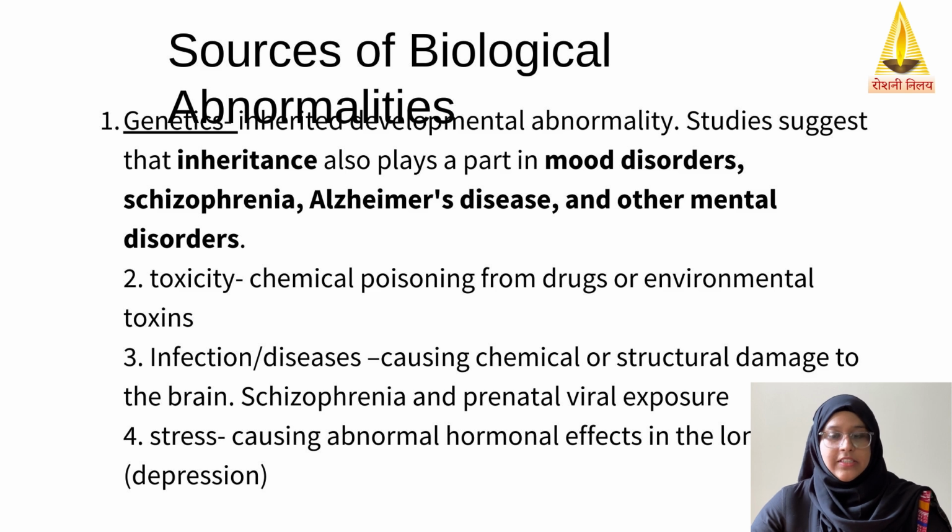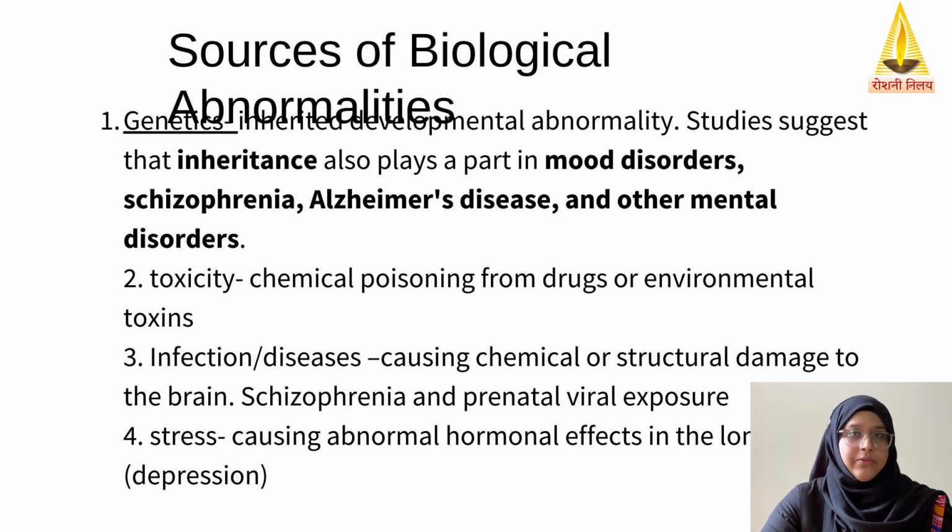There are various sources considered as biological abnormalities. Genetics, where abnormalities are inherited from ancestors, like schizophrenia, Alzheimer's disease or mood disorders. Toxicity, caused by chemical poisoning from drugs or environmental toxins. Infectious disease, which causes chemical or structural damage to the brain. It is seen in schizophrenia that prenatal exposure to a virus can also lead to the disorder. Stress also causes abnormal hormonal effects in the long term, for example depression.